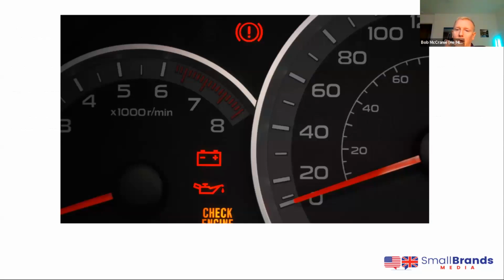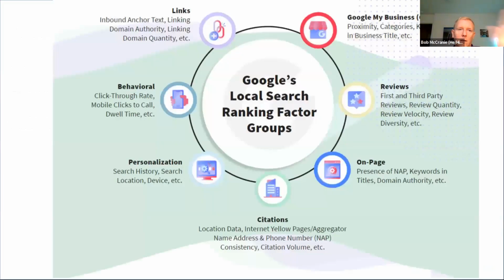So what we want to do is look at the check engine light on your website. We want to look at the things that are showing you what could be going wrong or right with your website at any one time, okay? So let's look at the 7 factors for ranking in Google. Now, some of you know these.